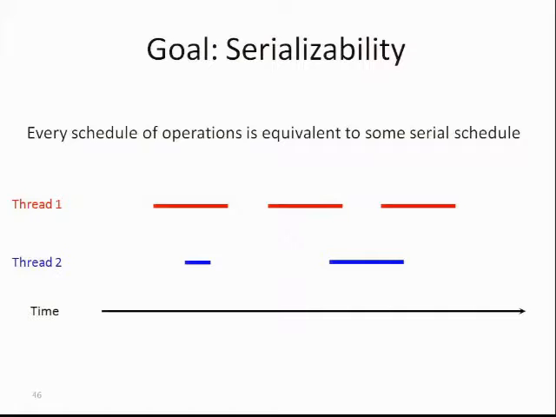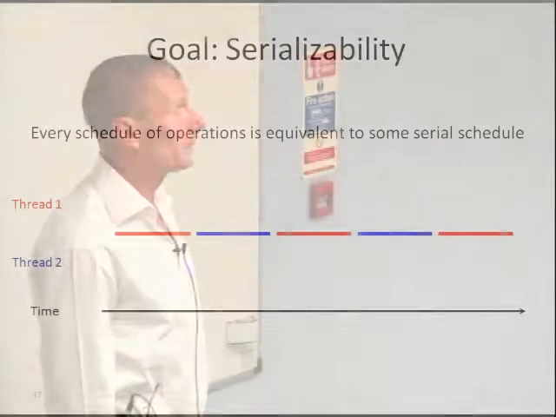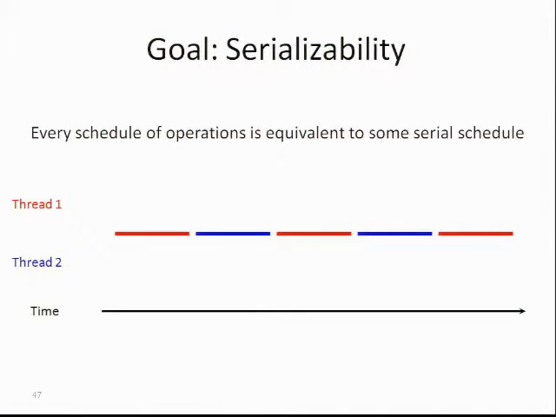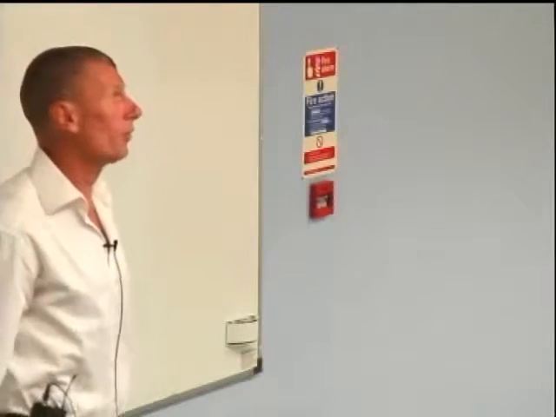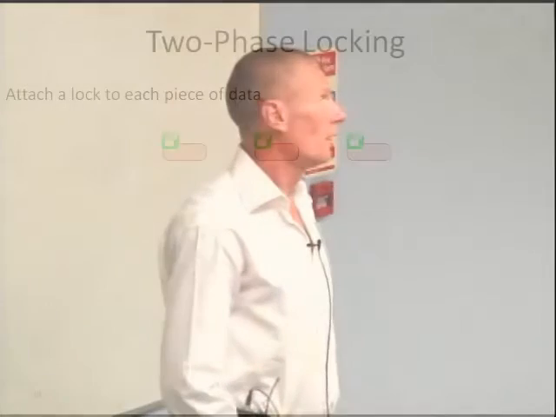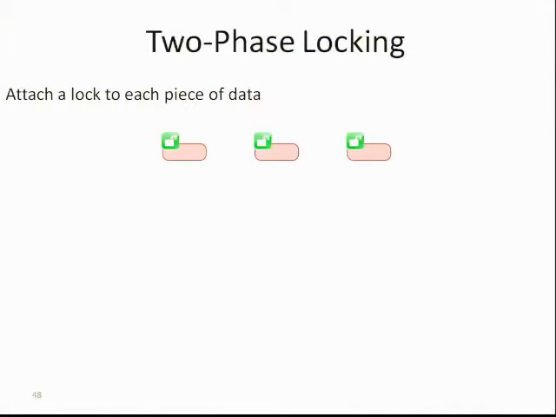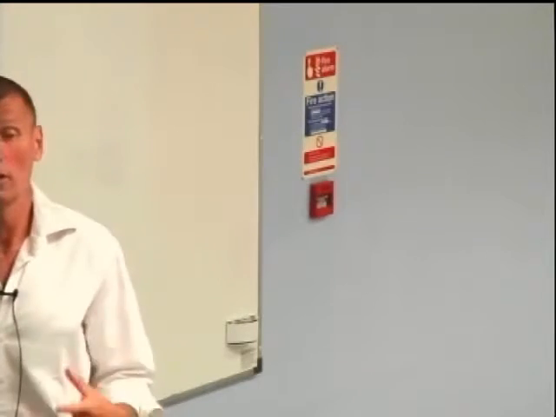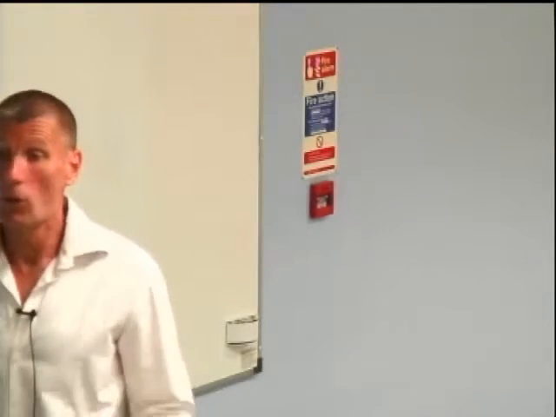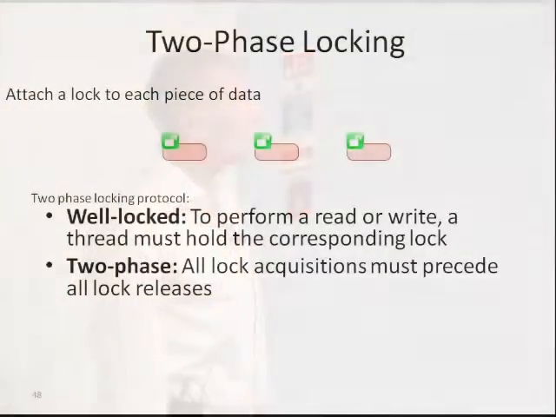We verify serializability. Serializability means that you can order the operations in a way that from outside it looks the same. Okay? And how do we verify serializability? Usually it's very tricky. But what we do, we follow the ideas in databases. We enforce a much stricter restriction. We use this idea of two-phase locking. We attach a lock to each piece of the data.